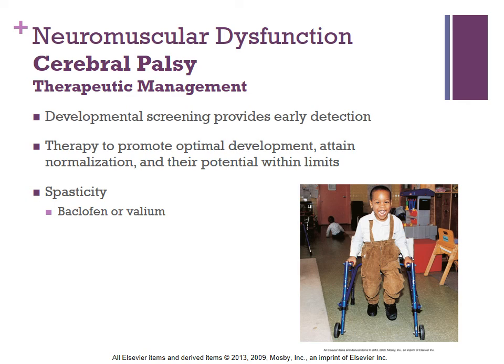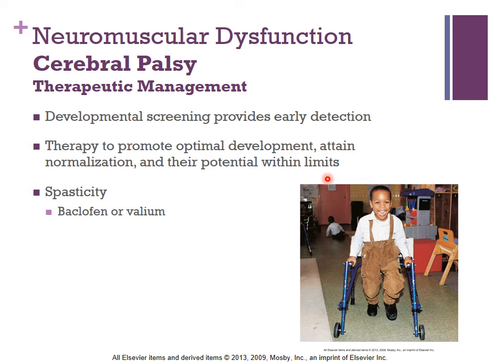Therapeutic management, they will do a developmental screening to provide early detection for CP. Therapy, like physical therapy, will promote optimal development, help them attain some type of normalization and their full potential within limits. So whatever their potential is, hopefully physical therapy, occupational therapy, those types of things can help them reach their full potential, but sometimes there may be limitations depending on the type.